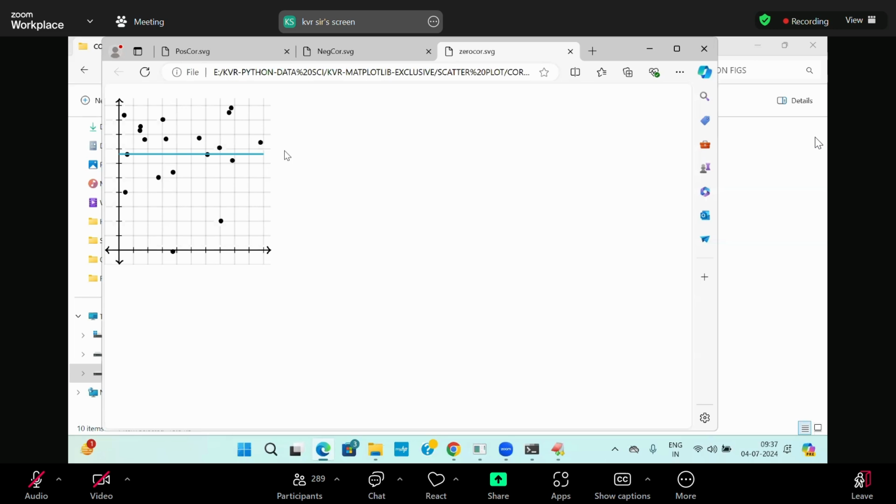Are you following me? So did you understand this? If the maximum number of dots are connected in increasing order, that is positive correlation. If the maximum number of dots are falling down, that is known as negative correlation. Okay. Now go to the next, students.